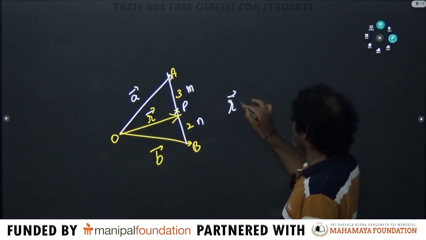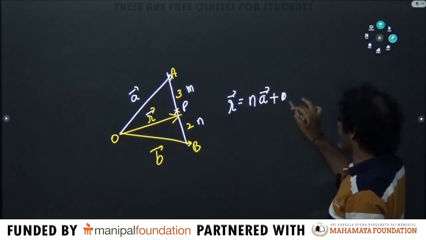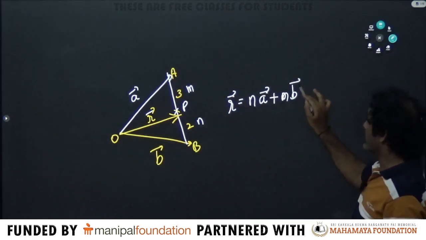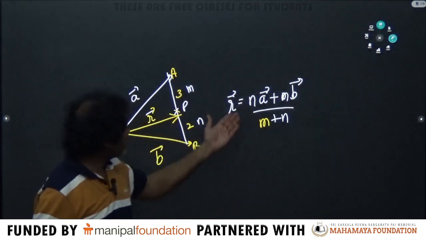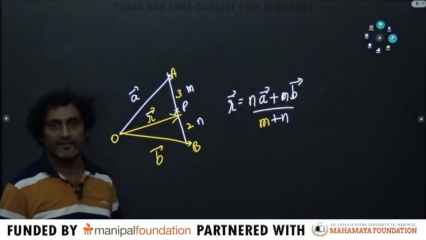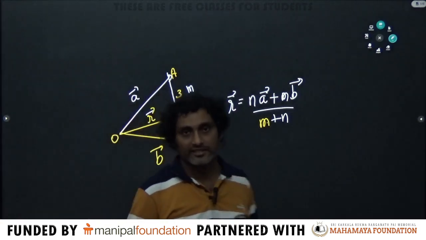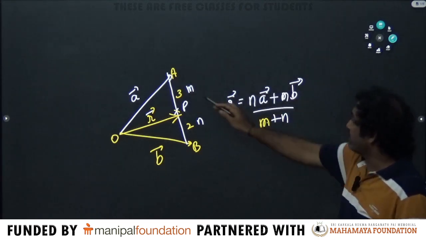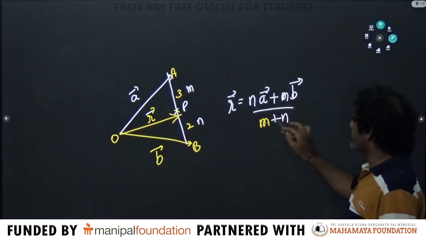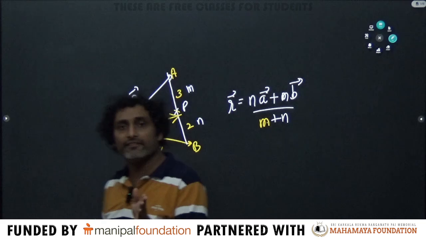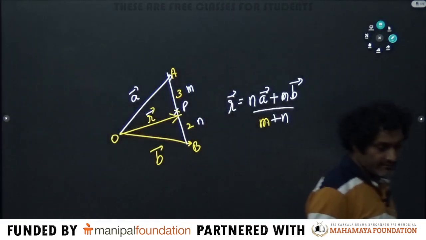So for the R vector, just cross multiply: n into a vector plus m into b vector divided by m plus n. If it is external, put a minus here and a minus here, done. That means if the point is here, it will divide externally in the ratio whatever they give. For a midpoint, it is 1:1, right? 1 into a vector plus 1 into b vector by 1 plus 1. Isn't it simply a vector plus b vector by 2? So can you quickly copy this? Yeah.